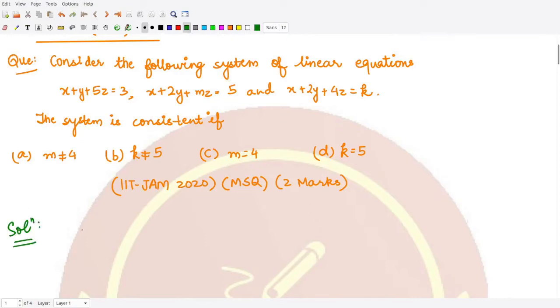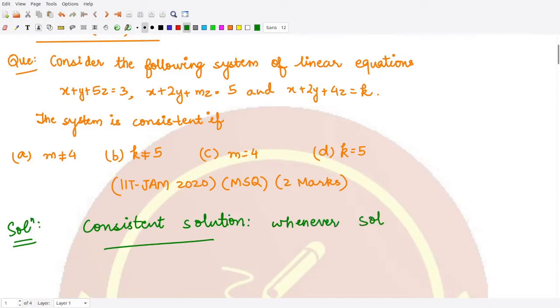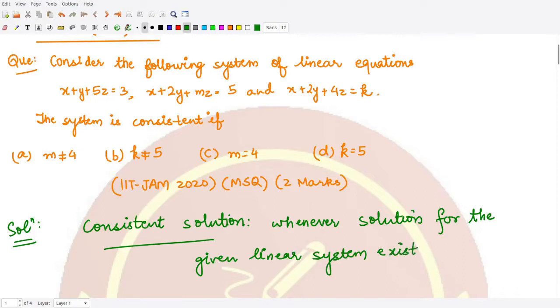So first of all, you should know what is the meaning of a consistent solution. When do we call a solution to be a consistent solution? Whenever a solution for the given linear system exists, then it is consistent. That means it should not be the case of no solution.